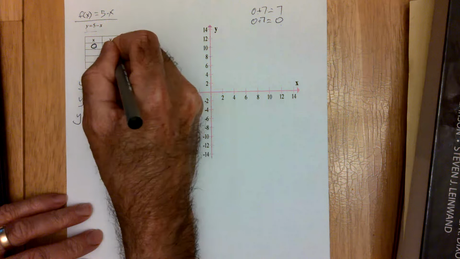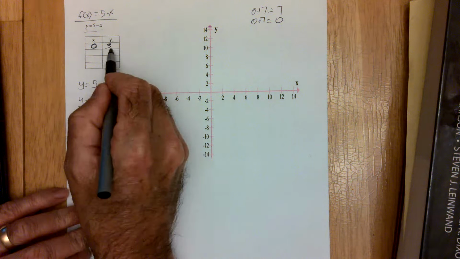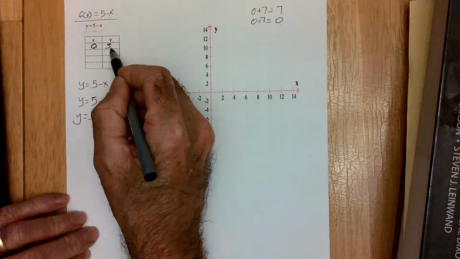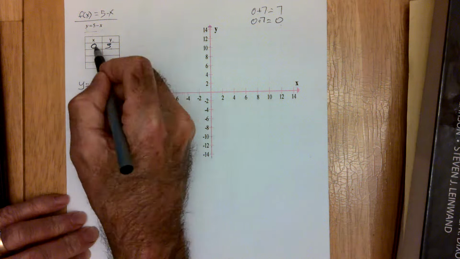There's our first combination of x and y. So this is the y value. It goes in the y column. The value we chose, 0, goes in the x column.